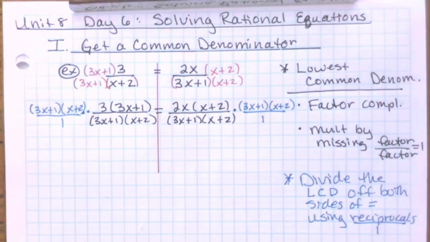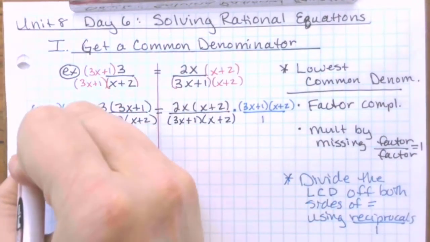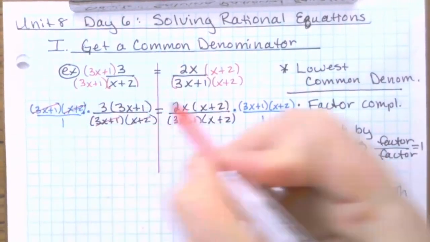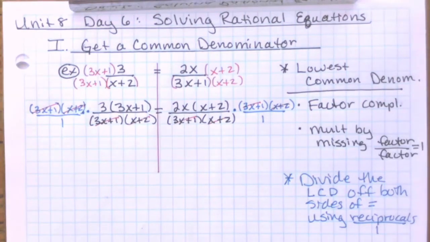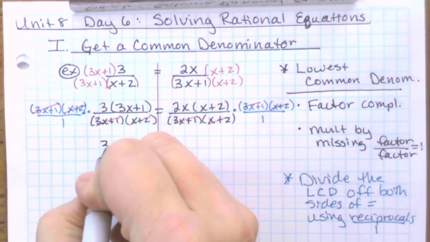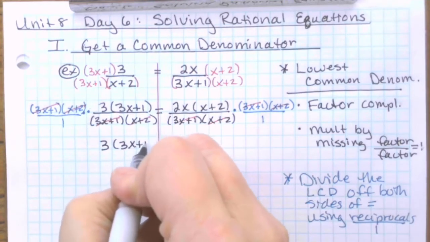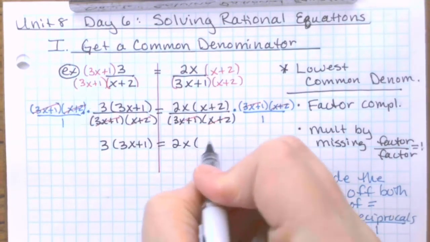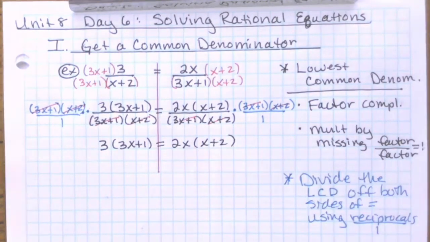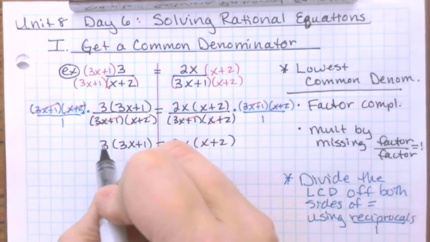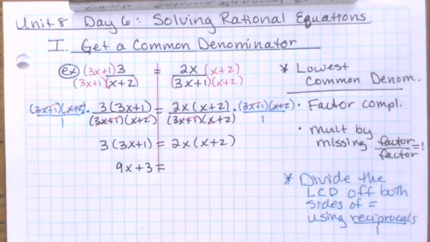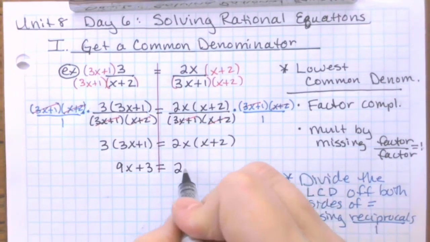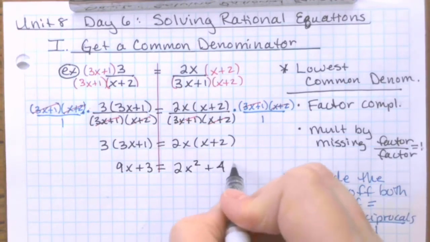Now, what you're going to find is that when you do this, the denominators on both sides completely cancel out or divide out, and what you're left with are the tops. 3 times 3x plus 1 equal to 2x times x plus 2. See how easy that is. Now we're going to finish solving. So distribute the 3. You get 9x plus 3. Distribute the 2x. You get 2x squared plus 4x.